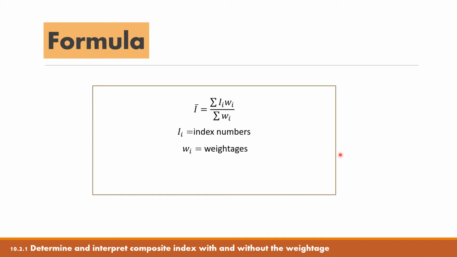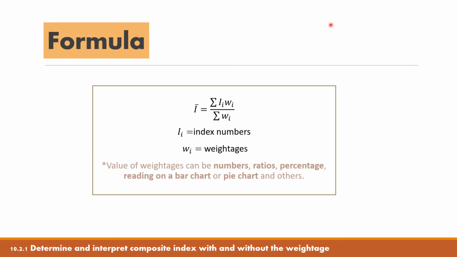The formula of the composite index will be the summation of the product of the price index or the index number with the weightage of each item divided by the summation of the weightage. The weightage will be the importance of each item in a certain sector. So it can be in the form of numbers, ratios, percentage, reading on a bar chart or pie chart, and others. If we compare to the formula of the mean, it seems that these two formulas are quite similar.